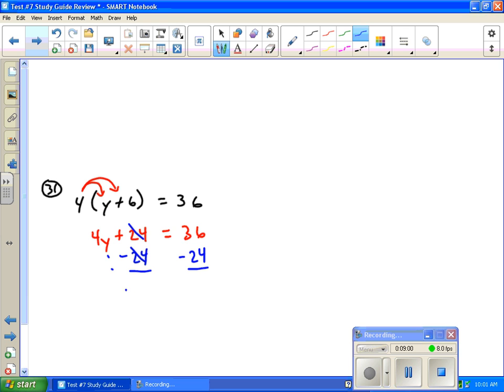What you're left with is 4y equals 36 minus 24 is 12. Remember, 4y is the same thing as 4 times y. So undo multiplication by dividing. You want to keep y, so divide by what's not y. It happens to be 4 right here. Cancel them out. You divide it by 4 on the left side. You do the same thing on the right side. 12 divided by 4 is 3.